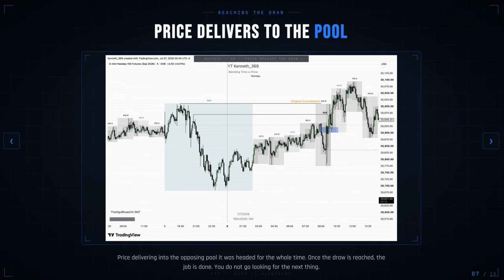Price delivers to the pool. Price delivering into the opposing pool, it was headed for the whole time. Once the draw is reached, the job is done. You do not go looking for the next thing.